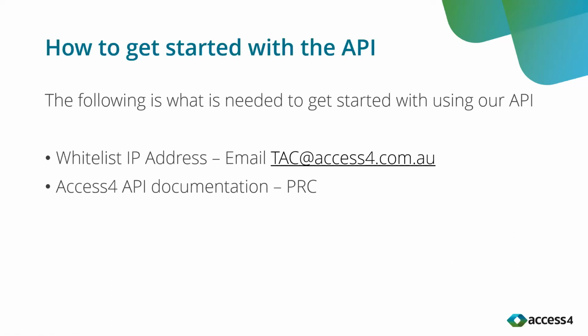Once again, just quickly, how to get started with it, in case you don't remember from last time. There are 2 steps to it. There is the API documentation on PRC, which goes through it all and how to configure your tokens and all that kind of stuff. But before you do that, you do just need to have a whitelisted IP address. So if you have a main office, just whitelist your main office.